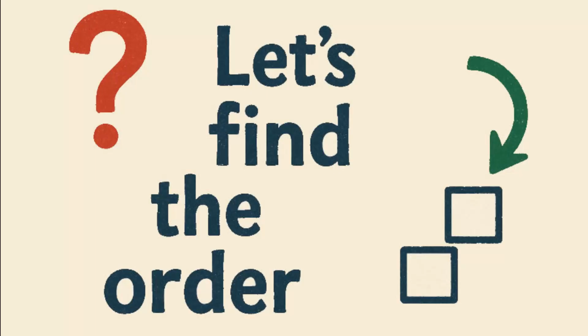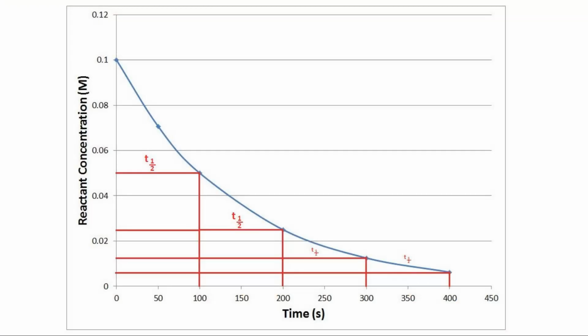Let's go through a couple of examples. So we'll look at concentration versus time data. It doesn't have to be concentration. You could look at the volume of a gas produced, or a mass change, or a color change, etc. But really, concentration versus time is the standard for reaction rates.